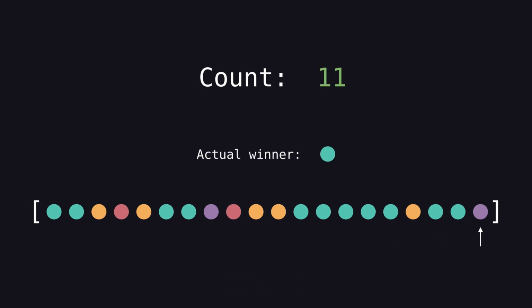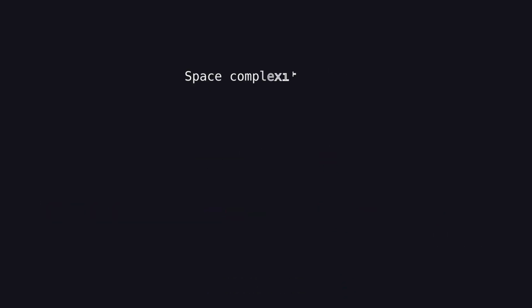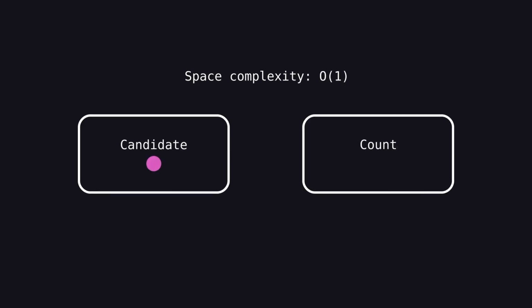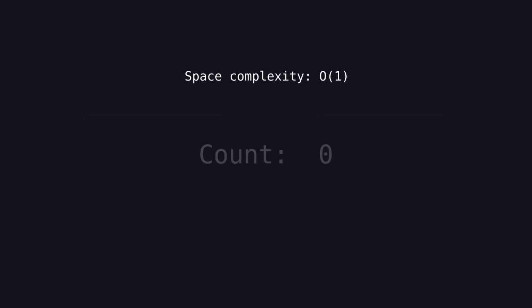The space complexity is only constant extra space because in the first part of the algorithm we have just two variables, the candidate and the count. And in the second part of the algorithm, the confirmation, we only keep track of the count of one element stored in a single variable.